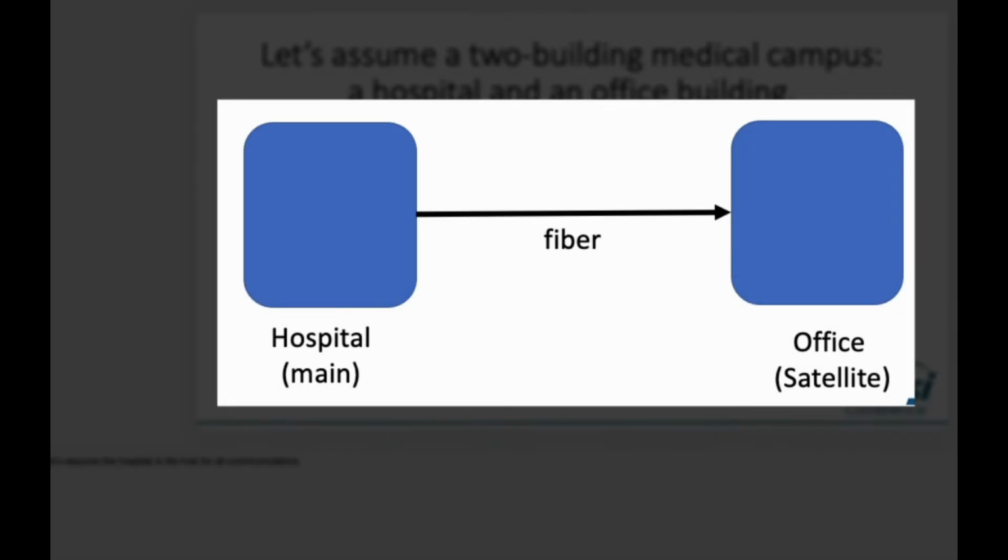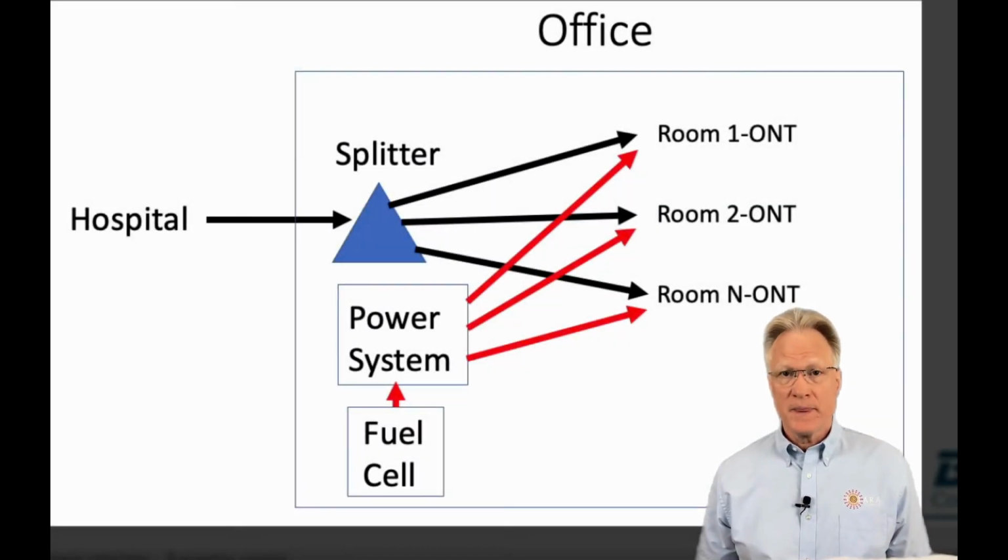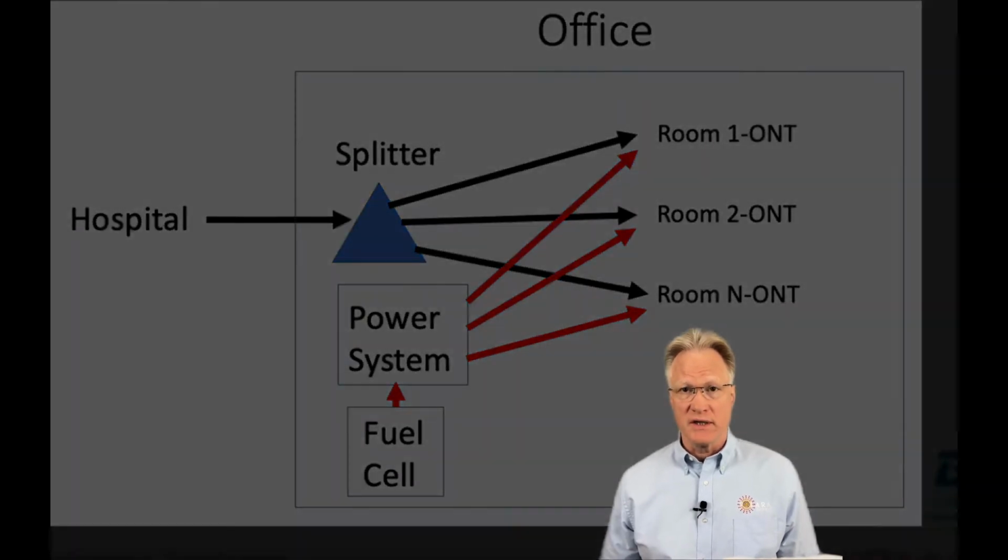Today, I'll review remote powering. Remember our two-building example from our previous videos? Let's move to our office building. There's no OLT here, or optical line terminal, just fiber from the hospital's OLT. There are splitters used to feed all the ONTs, or optical network terminals, in the building.